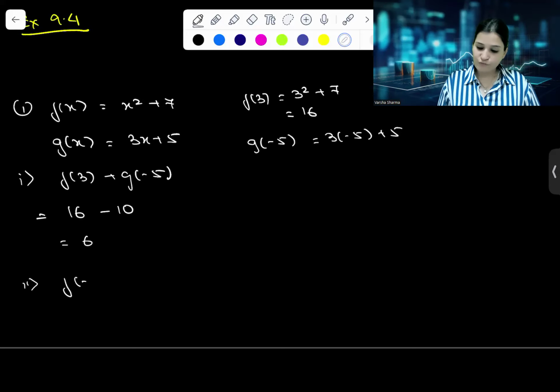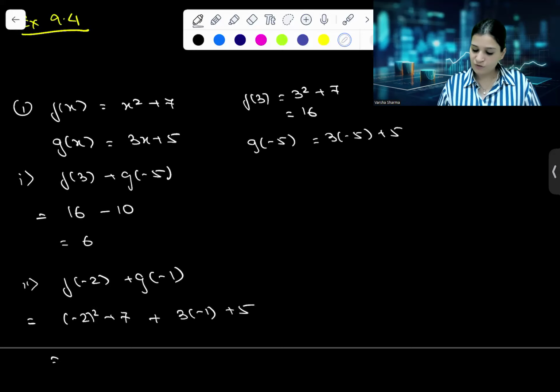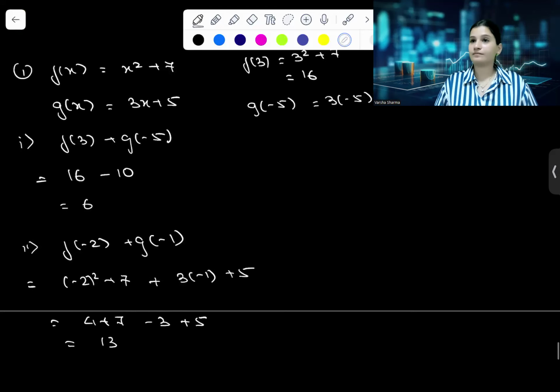Number 2. f of minus 2 plus g of minus 1. f of minus 2 is minus 2 square plus 7. g of minus 1 is 3 into minus 1 plus 5. So 4 plus 7 is 11, minus 3 plus 5 is 2. Answer 13.